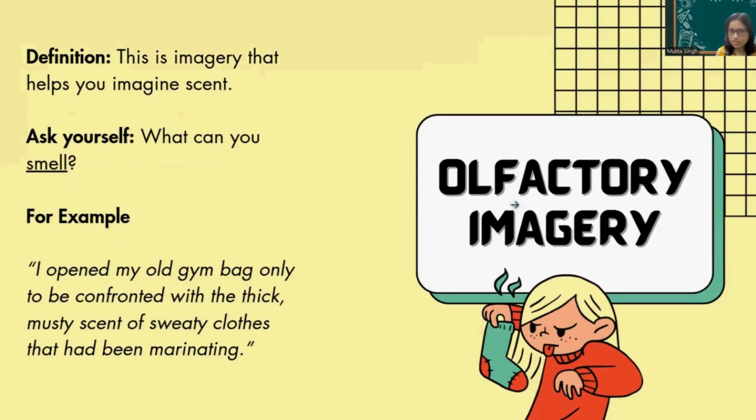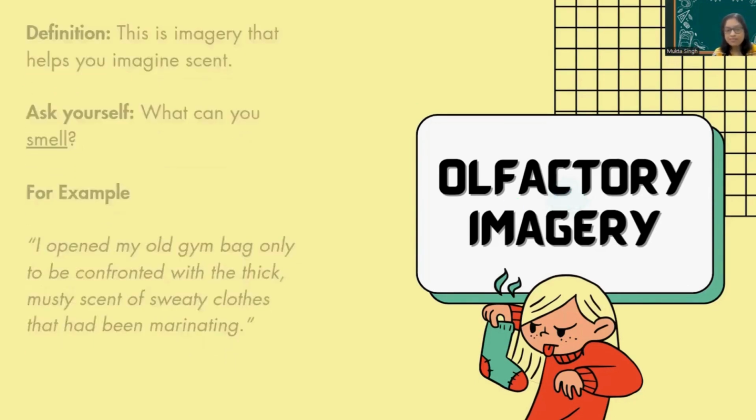Next is olfactory imagery. And this talks about the scent. How you can imagine the scent, the smell. Example: I opened my old gym bag only to be confronted with the thick, musty scent of sweaty clothes that had been marinating. So this clearly explains the smell the character or the writer got when he opened his old gym bag.